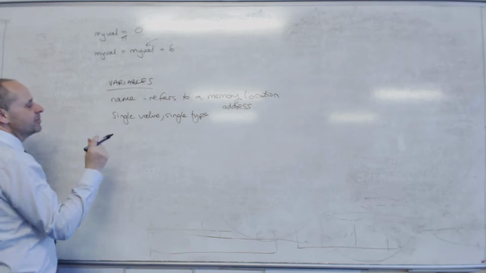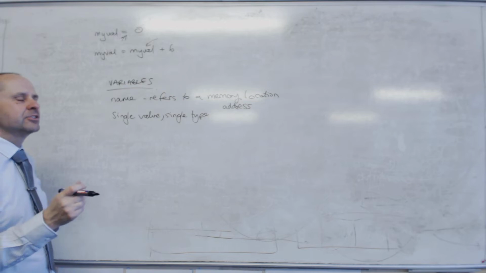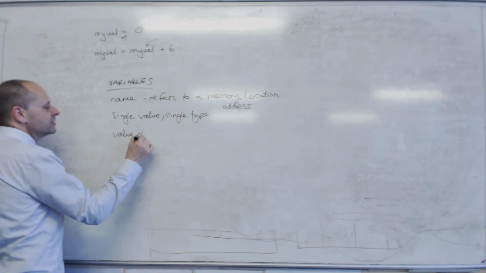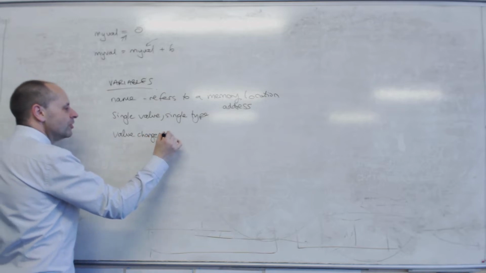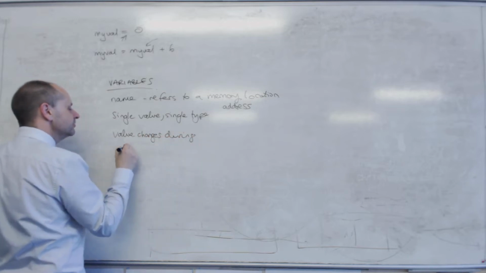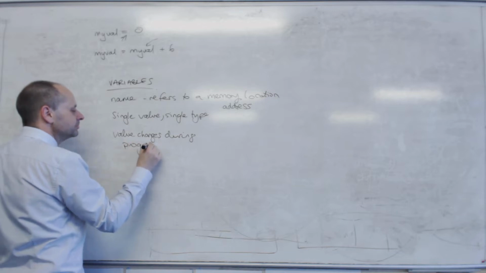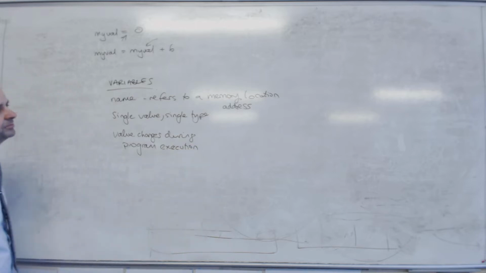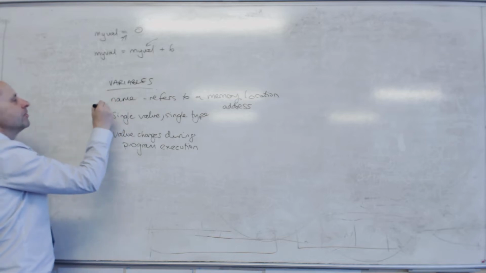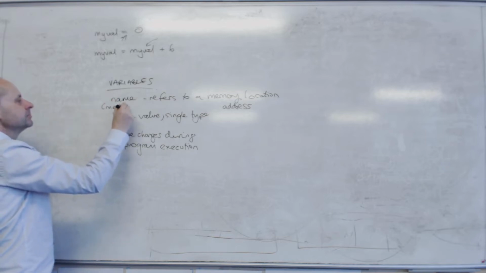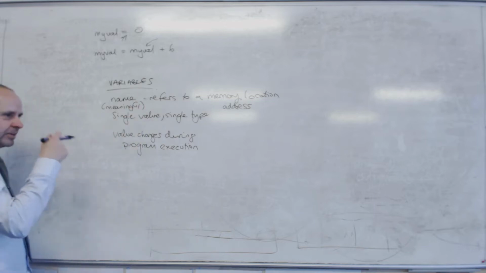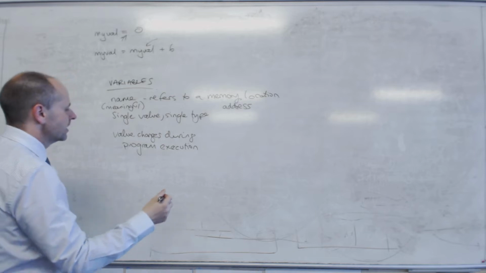Right, and the key thing about it, don't just say its value changes, you've got to be more explicit about that. So the value changes during execution of the program. It's no good to say it just changes. You've got to say when. Okay? So a name, hopefully a meaningful name. And I'll give an example of that because I did one this morning with the Year 10 lot.